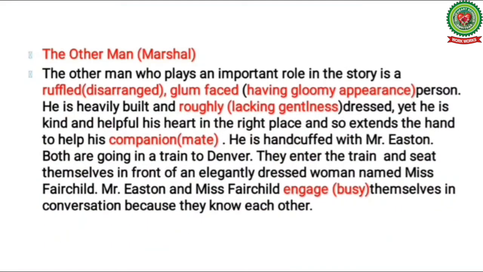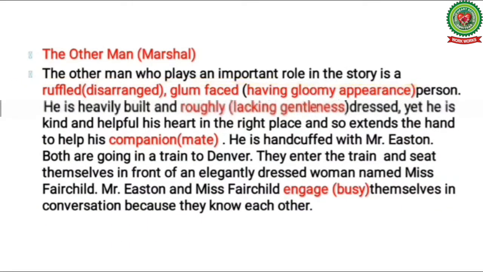Let's have a look at another character of the story, the other man, that is the Marshal. The other man who plays an important role in the story is a ruffled, glum-faced person. He is heavily built and roughly dressed, yet he is kind and helpful, his heart in the right place, and so extends the hand to help his companion. He is handcuffed with Mr. Easton. Both are going in a train to Denver. They enter the train and seat themselves in front of an elegantly dressed woman named Miss Fairchild. Mr. Easton and Miss Fairchild engage themselves in conversation because they know each other.